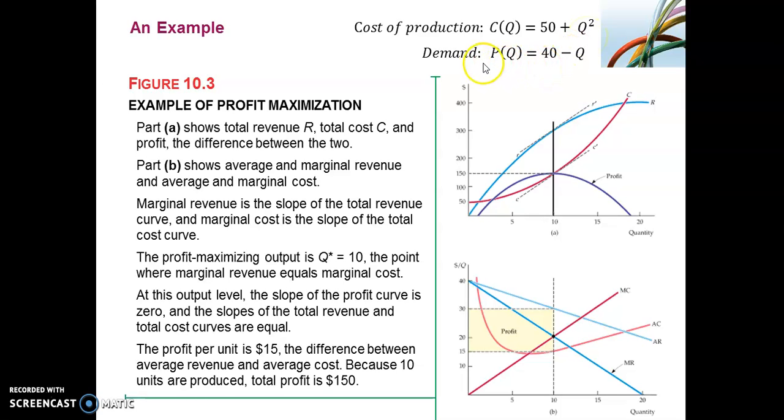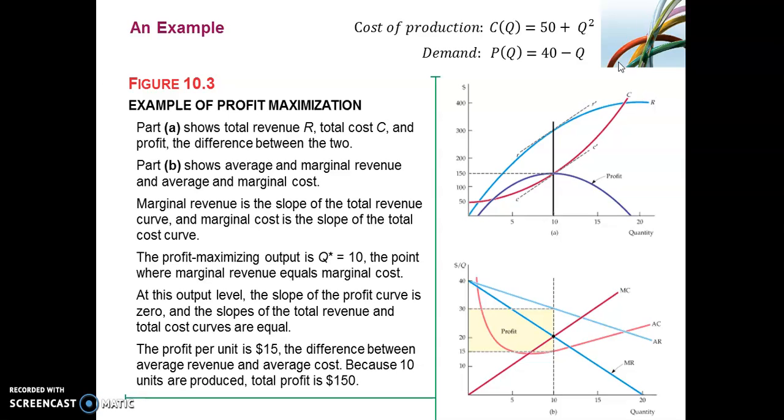And from your demand function, you can get your total revenue function. To get total revenue, it is PQ. Here you have your price, which is also your average revenue. So if you take this function and multiply it by Q, you would get 40Q minus Q squared, and that would be your total revenue function. So in order to get marginal revenue, that would just be the first order derivative of that new function, and that would just be 40 minus 2Q.